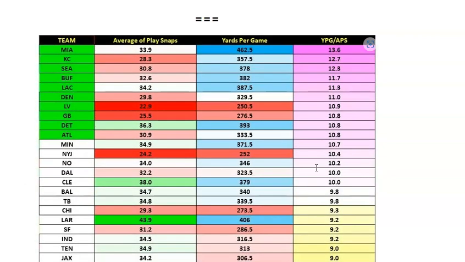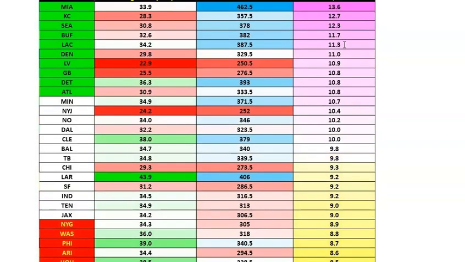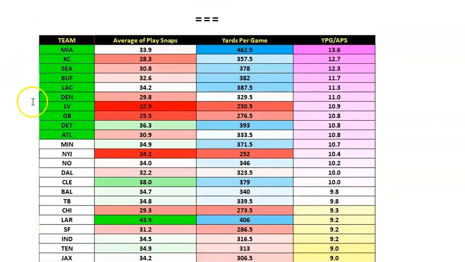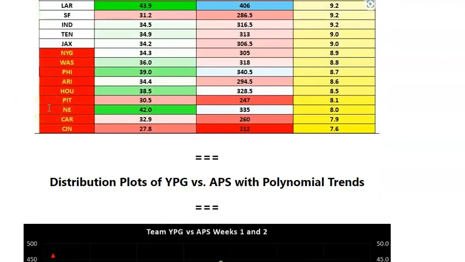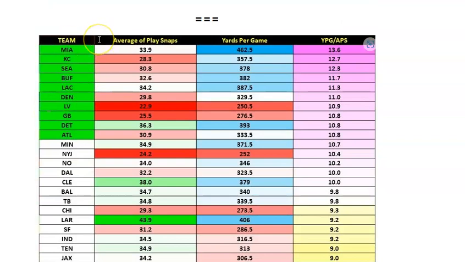So this is the actual data, the team, the average player snaps, yards per game, and then there's the ratio here. Okay, and I plotted that ratio. And I look at the top and the bottom, and I made note of the teams. And when I looked at the names, Miami, Kansas City, Seattle, Buffalo, Chargers, Denver's a little surprising. The Raiders definitely surprising. Green Bay, Detroit, Atlanta, those seem to be some of the better teams.